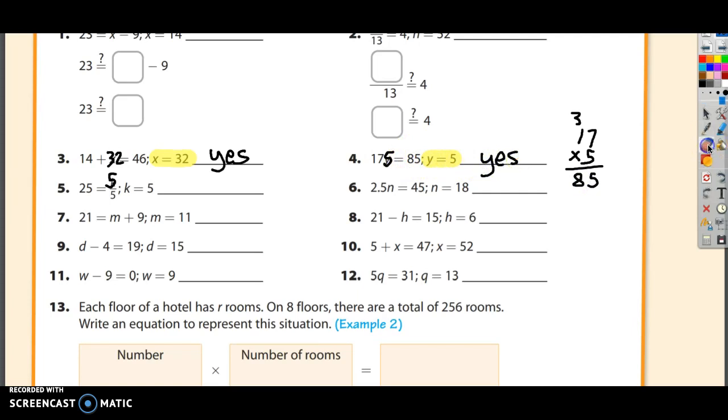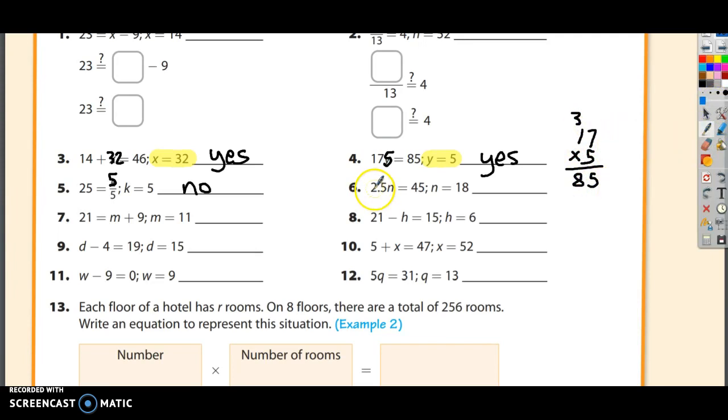Number 5. It's k divided by 5, and they want us to say that k is equal to 5, so I'm going to put 5 over 5. 5 divided by 5 is equal to 1, and yet this says it's equal to 25. That's not true. 1 is not equal to 25, so we have to write no. That's not the correct solution. All right, number 6.